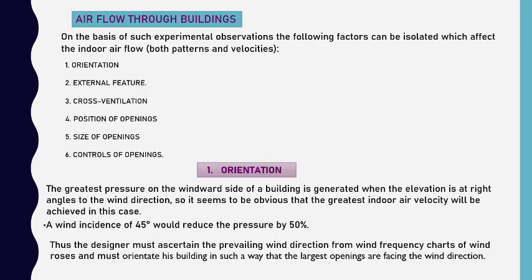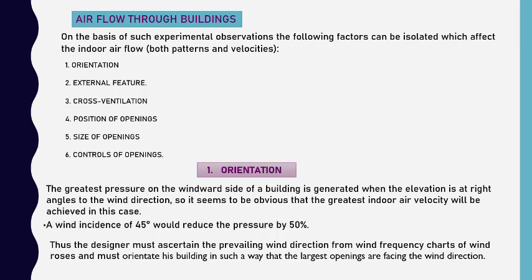When we say orientation, it clearly means the placing of a building. As we all know, the greater pressure on the windward side of a building is generated when the elevation is at right angle to the wind direction. So it seems obvious that the greatest indoor air velocity will be achieved in this case. A wind incidence of 45 degrees would reduce the pressure by 50%.